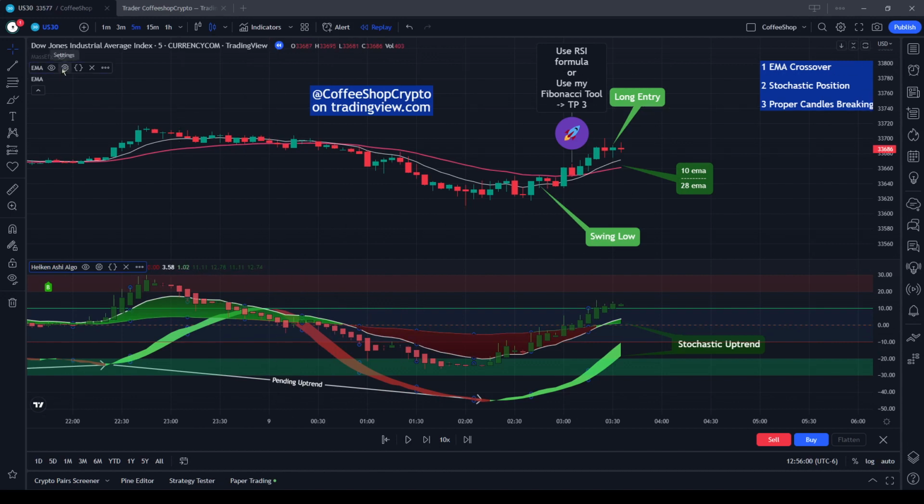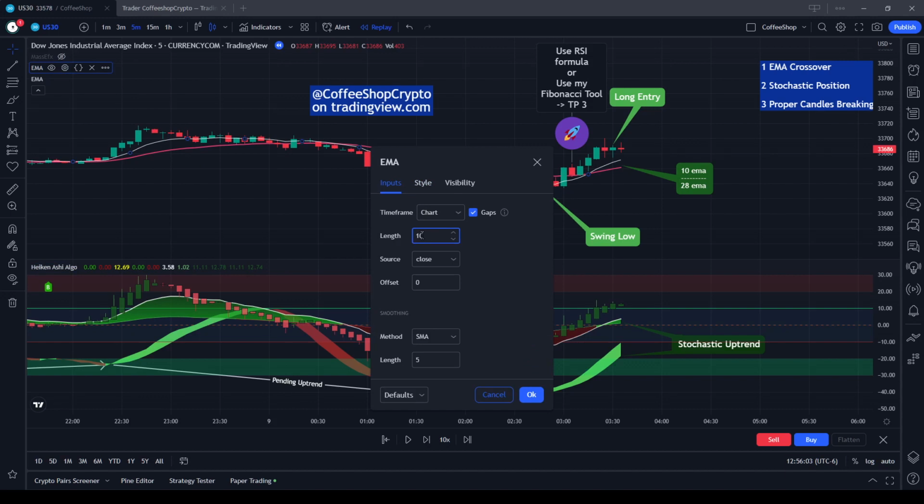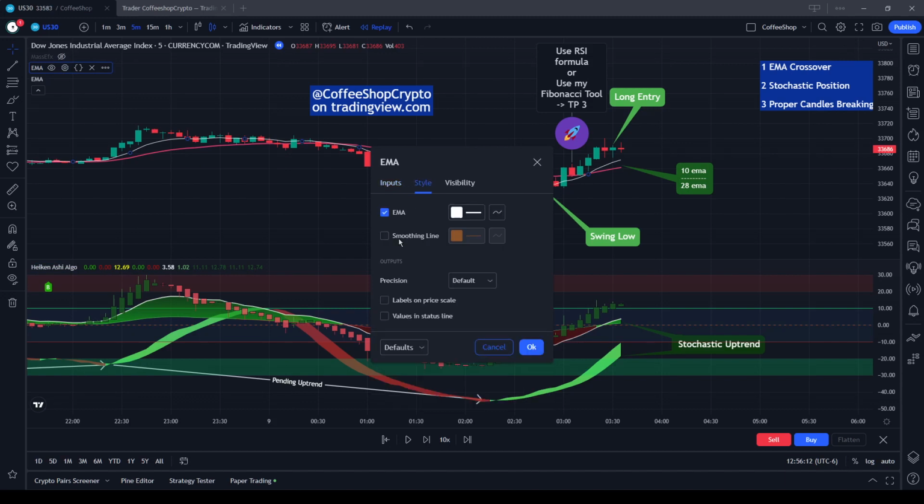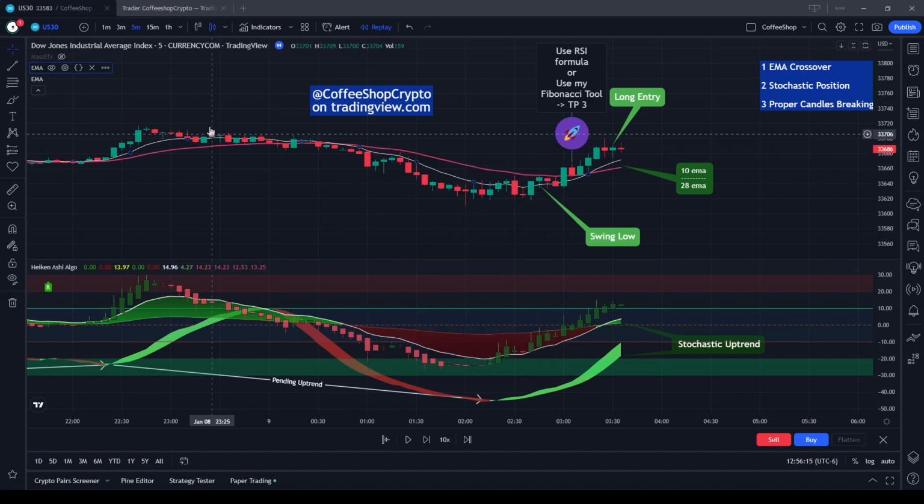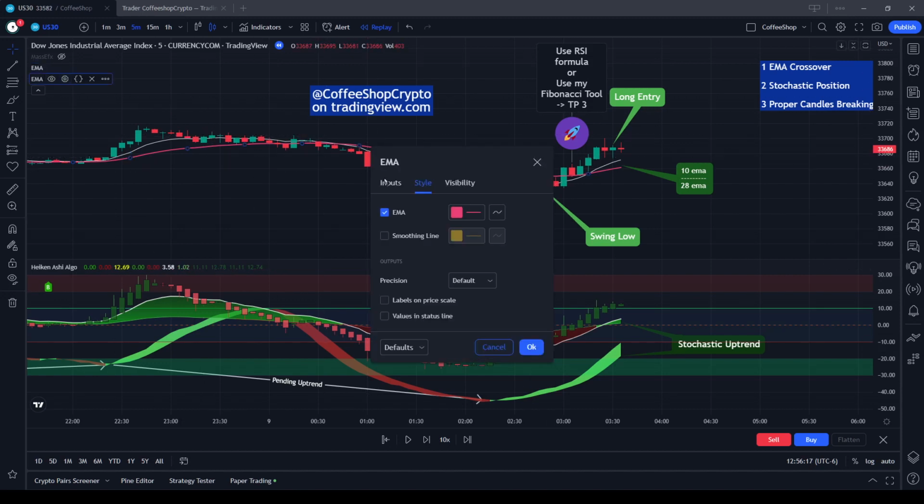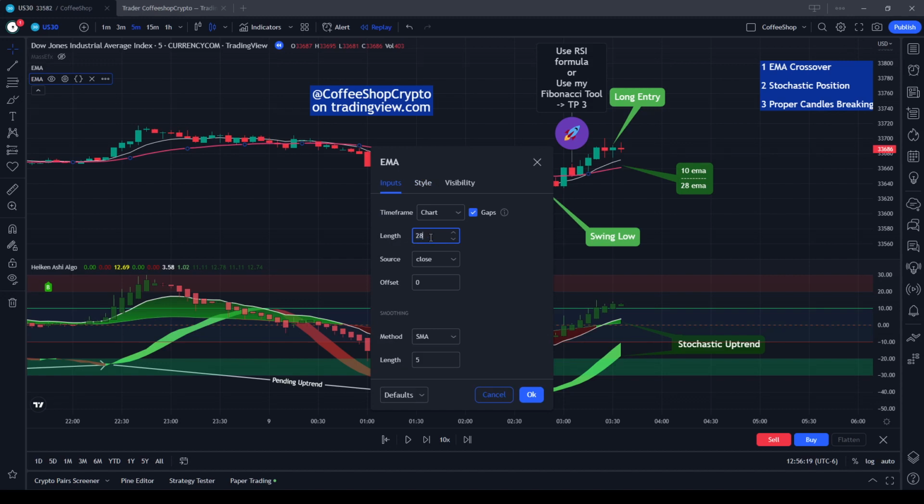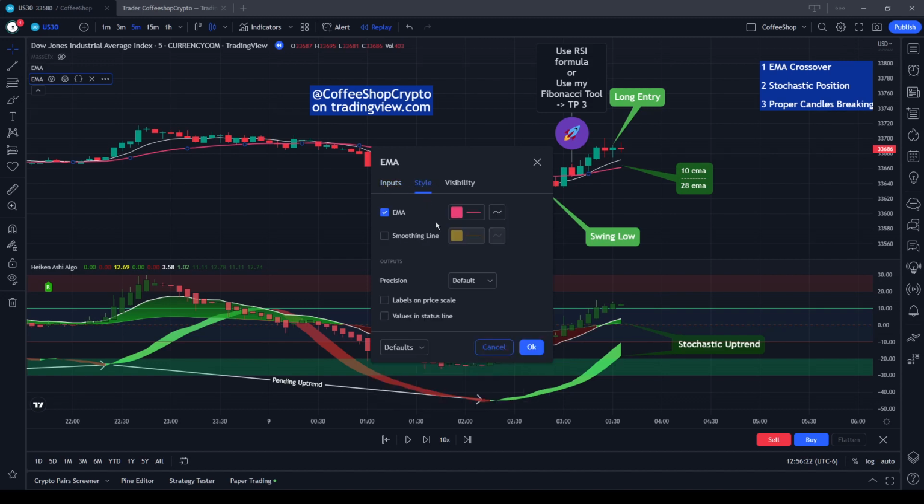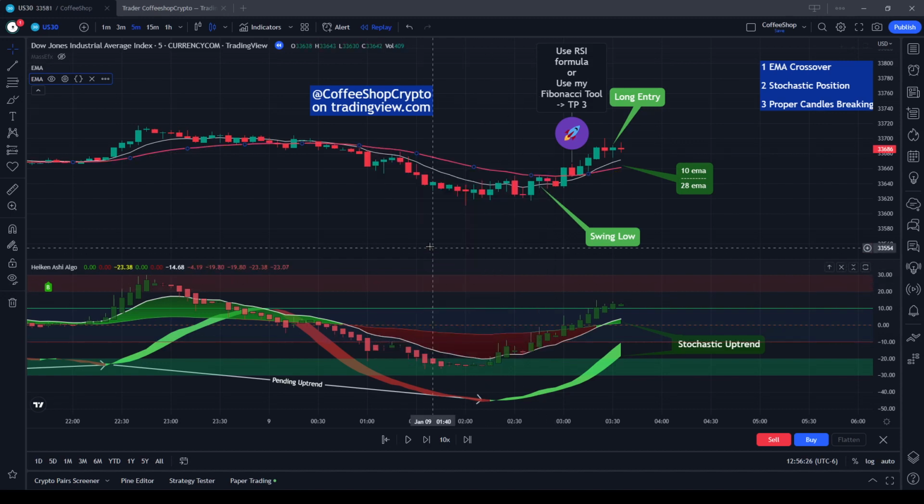Now, go to your first EMA, go to the inputs tab and make it a 10. This is a 10-28 EMA crossover strategy, right? Make the first one 10. I made mine white and turn off the smoothing line. Now go to the second one, do the same thing, but make it a 28 length, okay? 28 length. Go to the style, make it a dark color, and turn off the smoothing line. You're done, okay? Now, you should have two EMAs. You should have a 10 period and a 28 period EMA, right? And your Heiken Ashi algo.